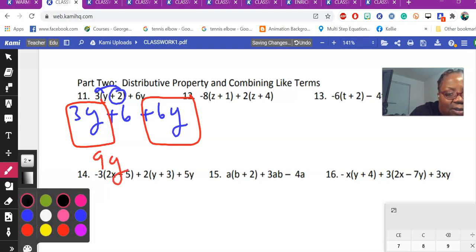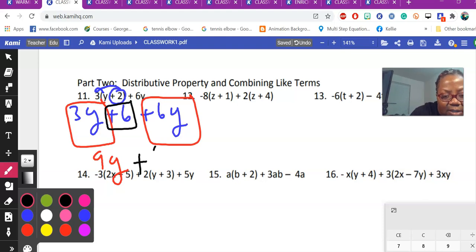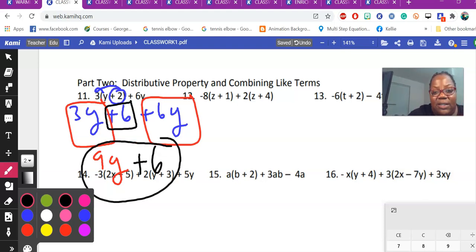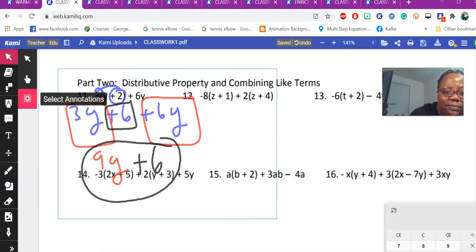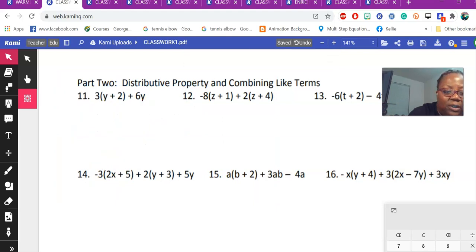And notice this regular plus 6, I can't do anything with, so I'll bring it back down, leaving 9y plus 6 as my final answer. All right, let's try another. Here we go.